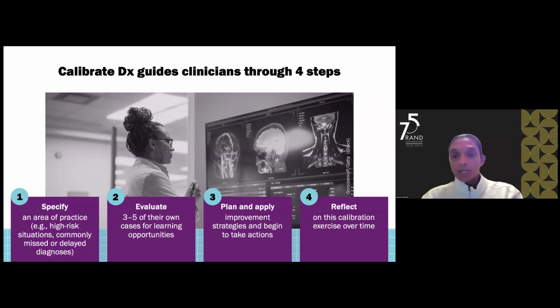The third step is planning and applying improvement strategies to shift diagnostic performance and begin to take actions in current clinical practice. And then the fourth and final step is a reflection step to really reflect on this calibration exercise iteratively over time.